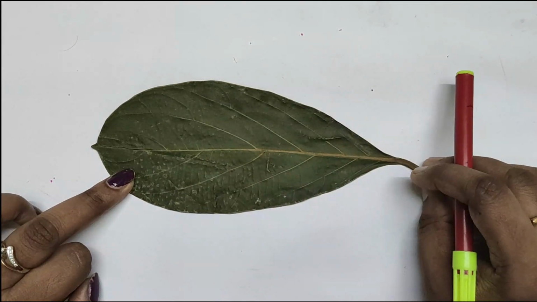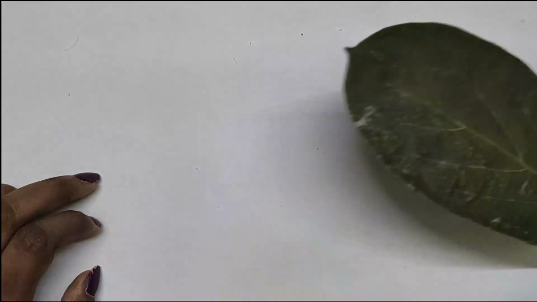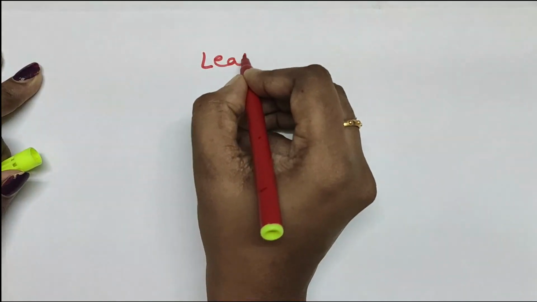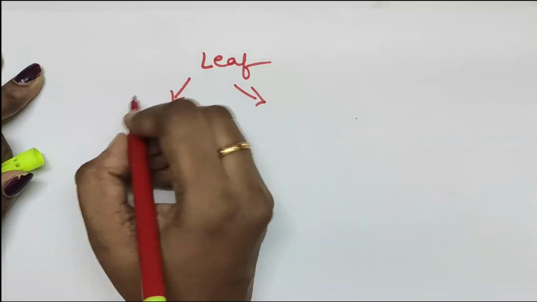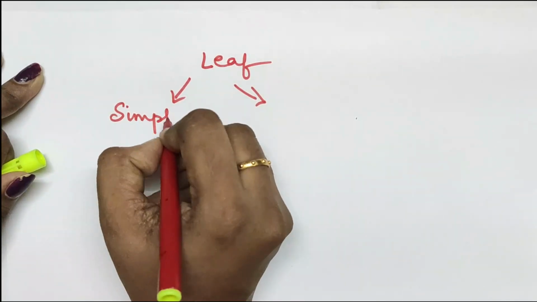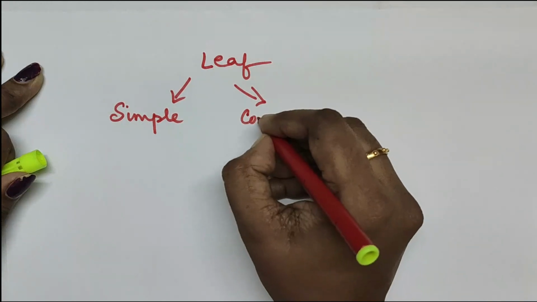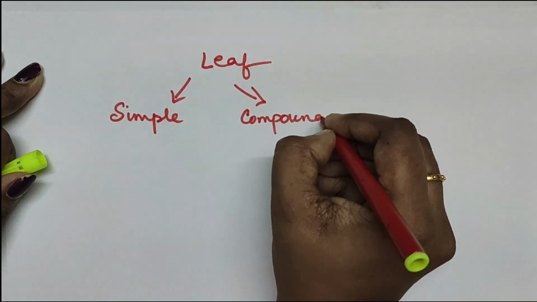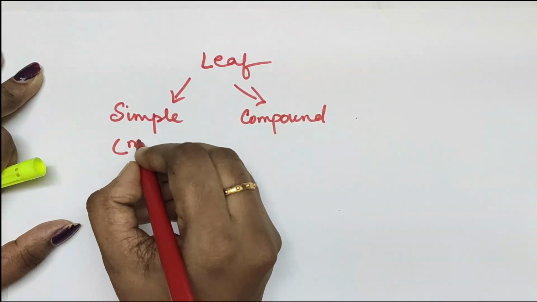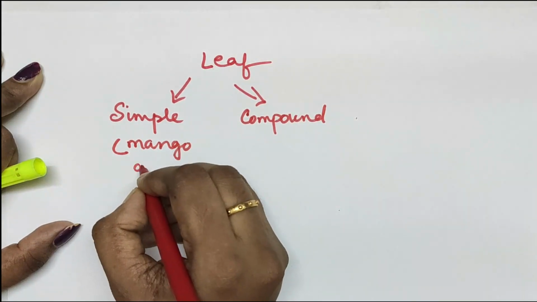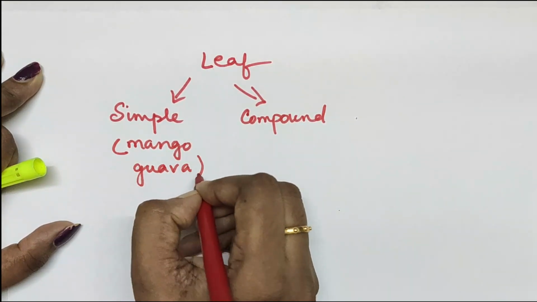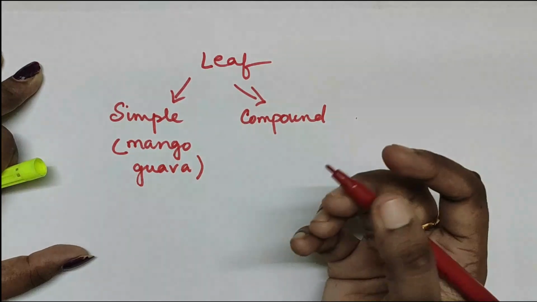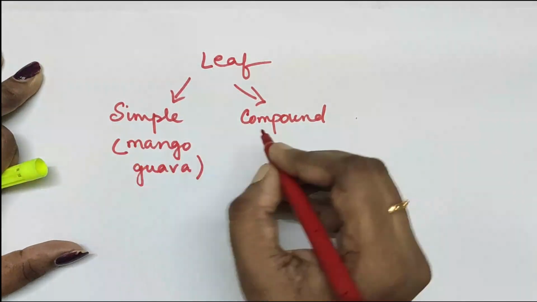Now there may be different kinds of leaves. If we classify the leaves, there can be two kinds: simple leaves or compound leaves. Generally, simple leaves can be seen in mango, guava, hibiscus, and many other plants.